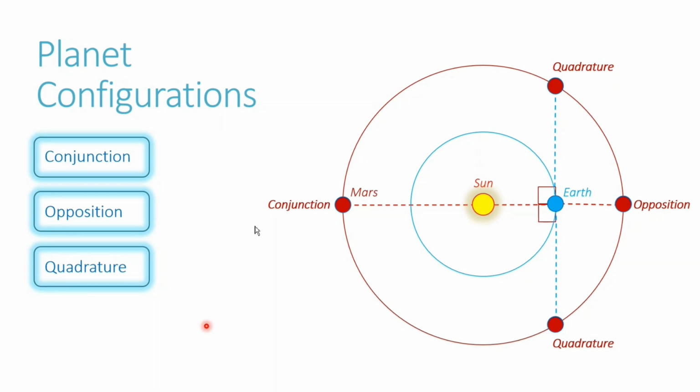the Sun, and Mars is in quadrature with the Sun. This is how we say it. Okay, beta? All right? Yes, sir. Okay, so these were the three important terms.